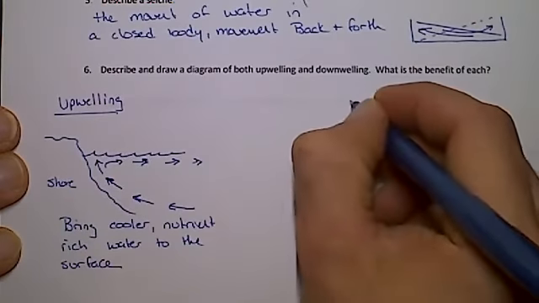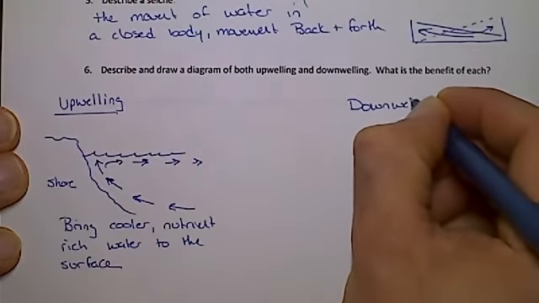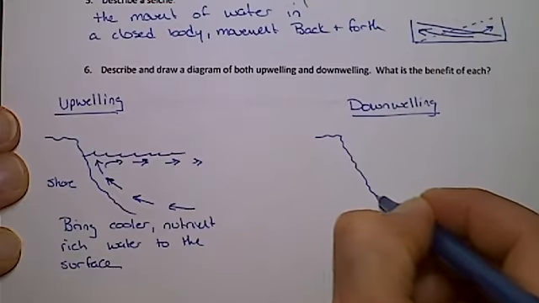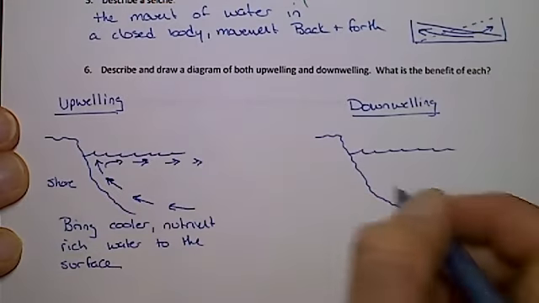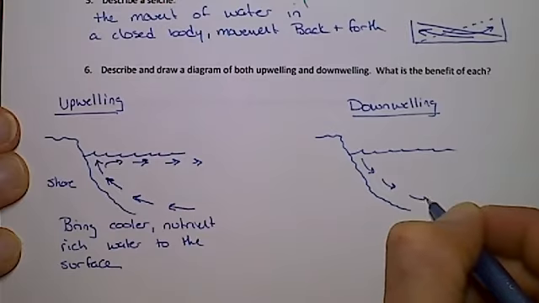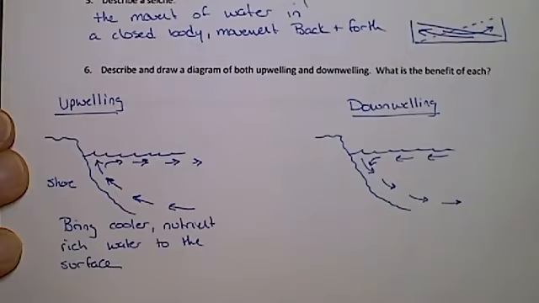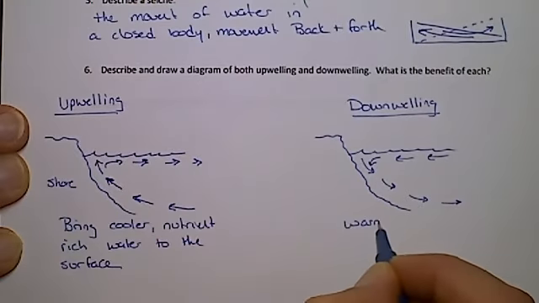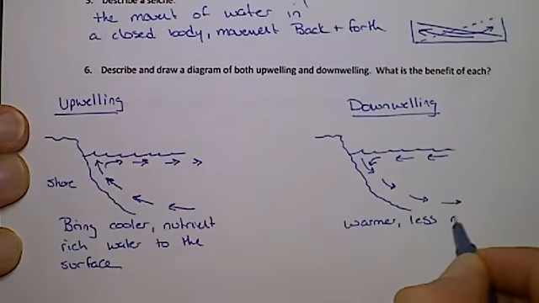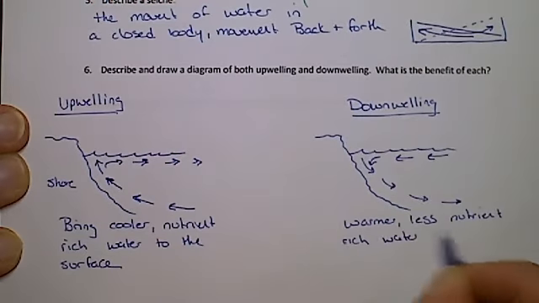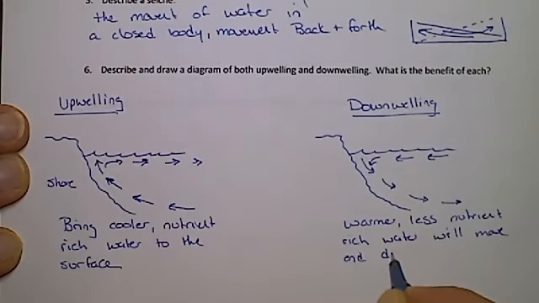Now, a downwelling, on the other hand, well, we kind of have the similar picture here, right? Here's our water. In this case, water will be brought down, and that is because it is being pushed over from the surface. So here, warmer, less nutrient-rich water will move and displace deeper water.